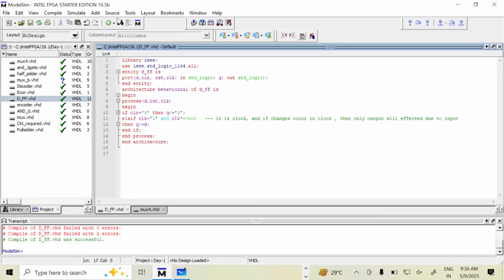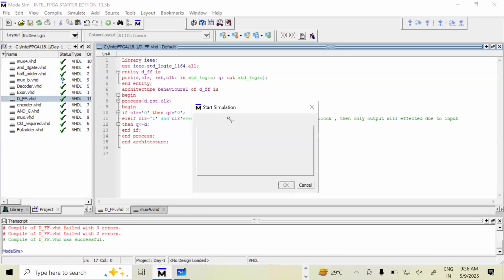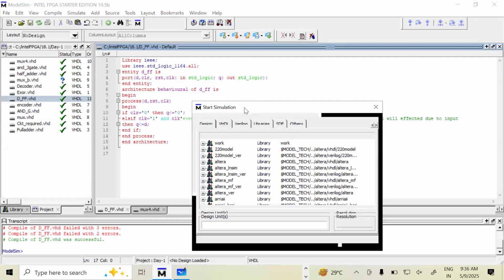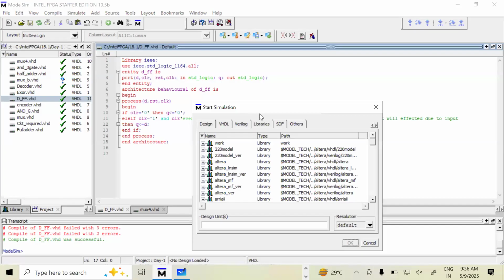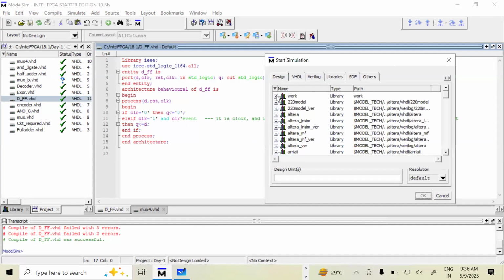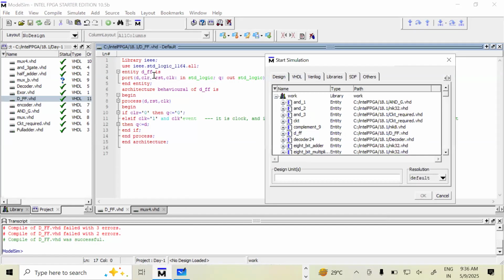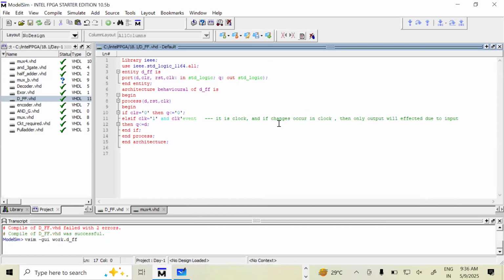So let us see the output. For that, you have to simulate it. On clicking on the simulation part, just go and work. There you have to find this file, t underscore ff. T underscore ff is this.